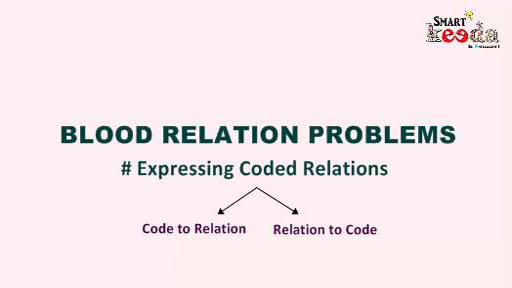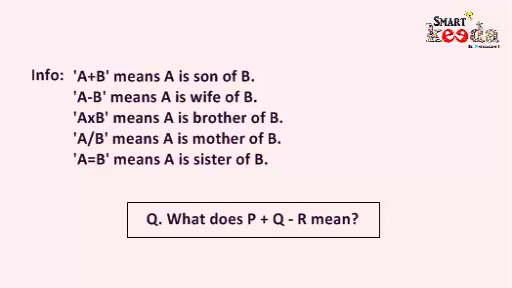Now let's have an example on the first type of coded relations, in which we need to analyze given codes and determine the relationship between a set of persons. The example says that A plus B means A is the son of B, A minus B means A is the wife of B, A into B means A is the brother of B, A division B means A is the mother of B, and A is equal to B means A is the sister of B.